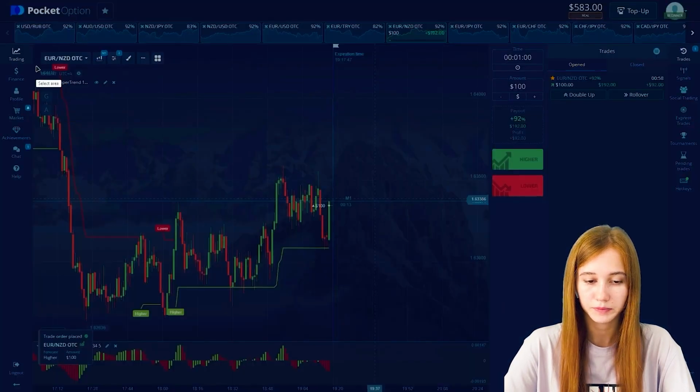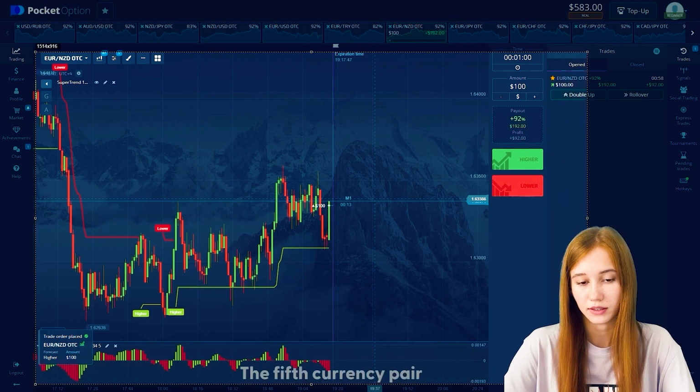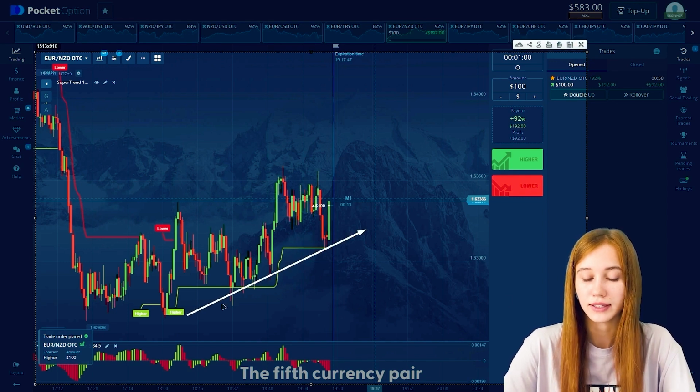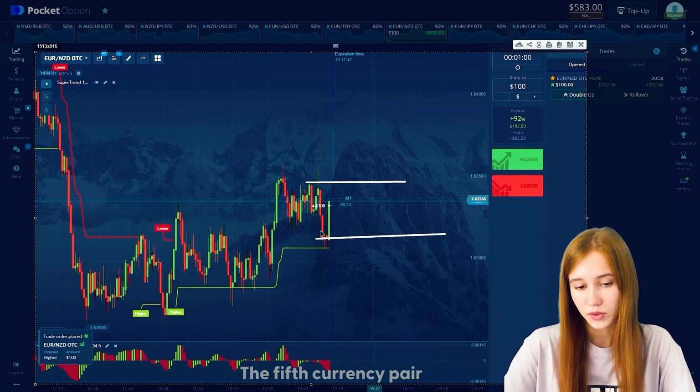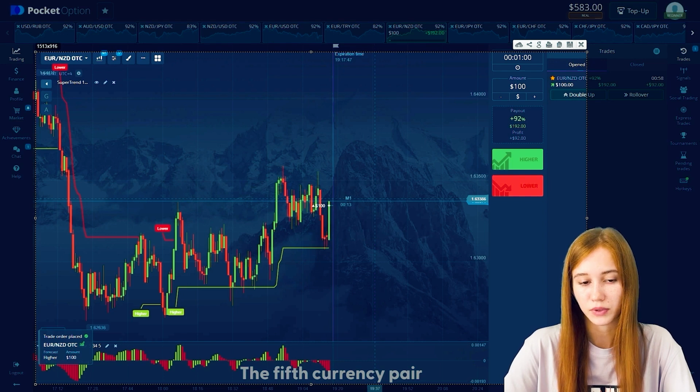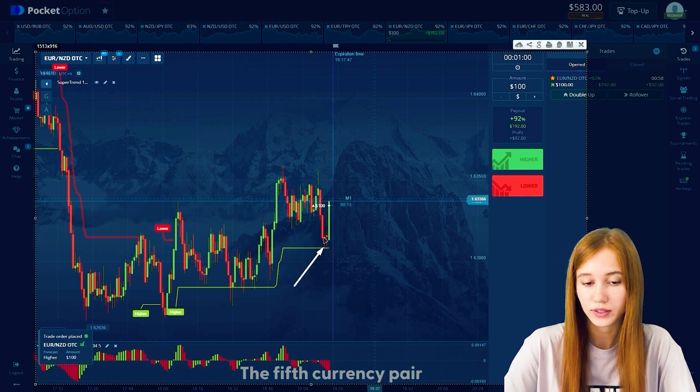We open up and we begin technical analysis. So what we see is that according to the super trend indicator, there is a clear upward trend. This is what we see first. Second, if we highlight resistance and support areas, we are clearly moving towards the resistance. Also, if you look closely, we see that two small candles have formed.